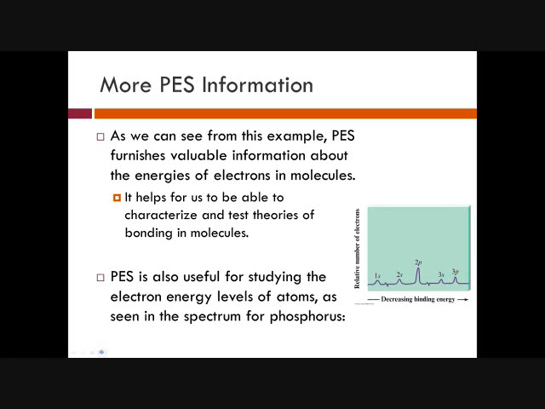When we see those energies, that helps us to characterize and figure out the energies of the electrons in the molecule. So the photoelectron spectroscopy helps us characterize and test theories of bonding in molecules. It's also useful for studying the electron energies.